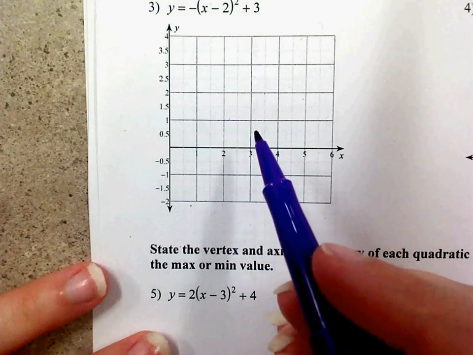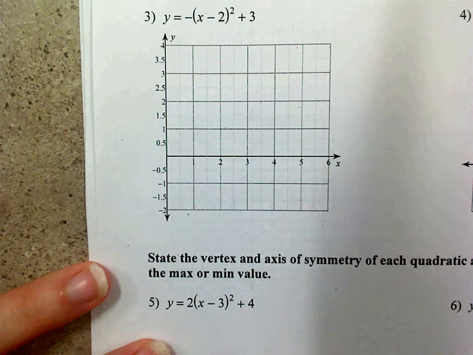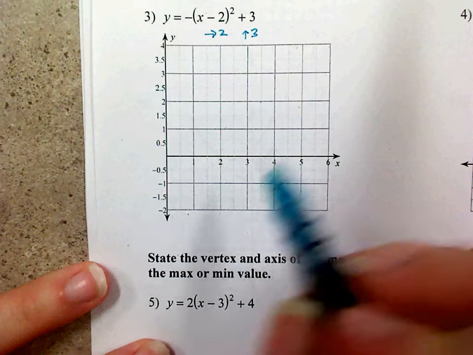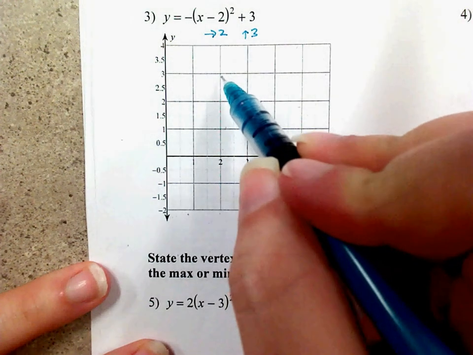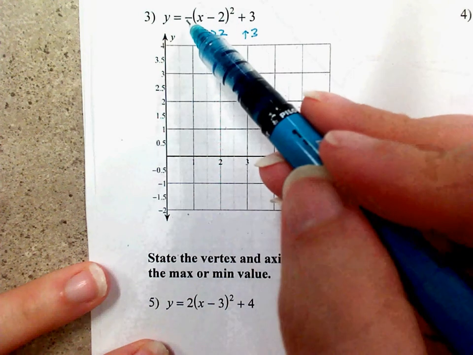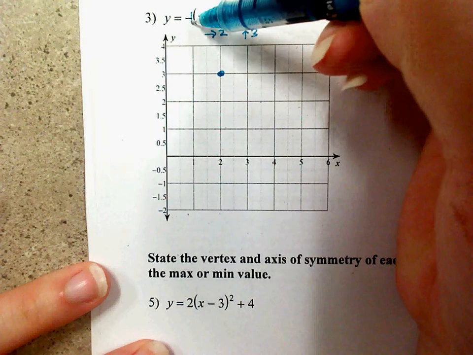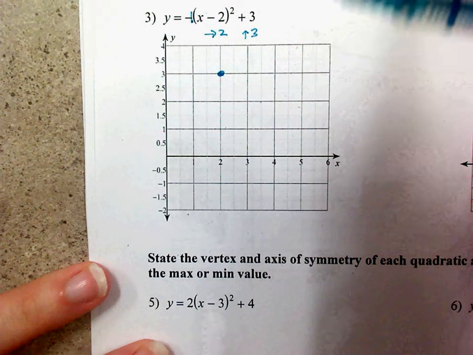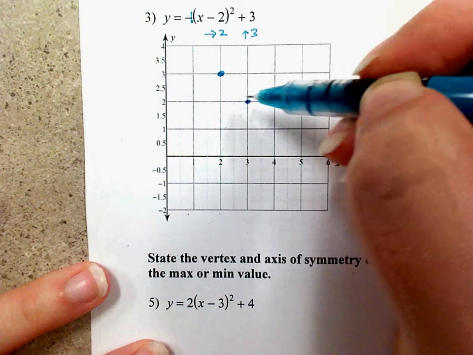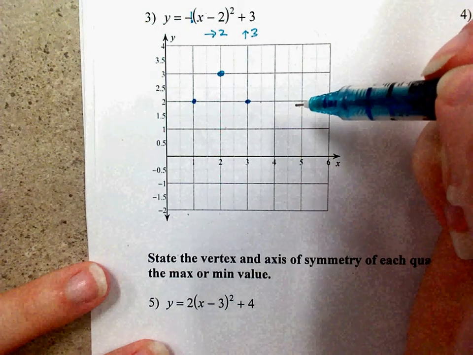Let's talk about this one. Where's the vertex? To the right 2, and then, okay, so I'm going to go right 2 and up 3. So right 3 is right here, right? Or up 3. Now, what does that mean, the negative in the front? It's flipped over, and so it's a negative 1, right? So basically, if I go to the right one, instead of going up 1, I'm going to go down 1 on either side, right?